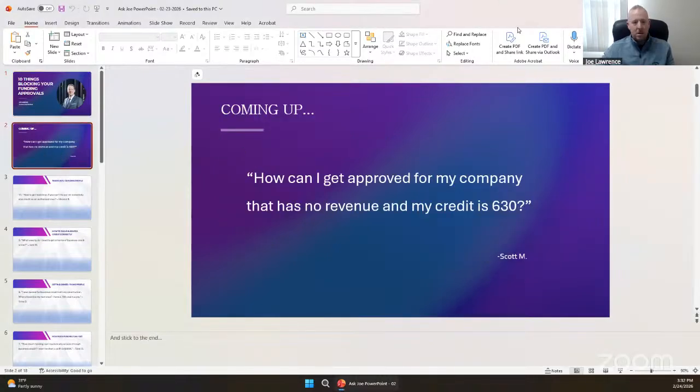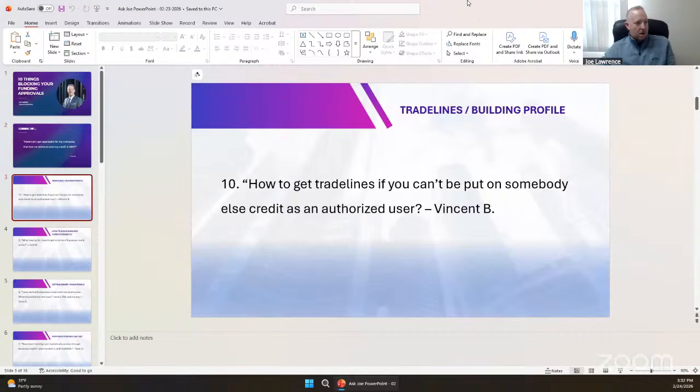And stay to the end because we are going to cover the top question, which is submitted by Scott, who I see. Actually, Scott K, you are here, and Scott M also. The top question is, how can I get approved for my company that has no revenue? My credit is 630. So we are going to get to that. All right. So these are our top 10 questions that were submitted.